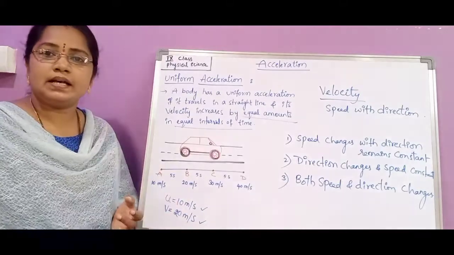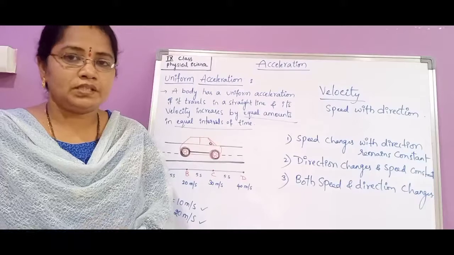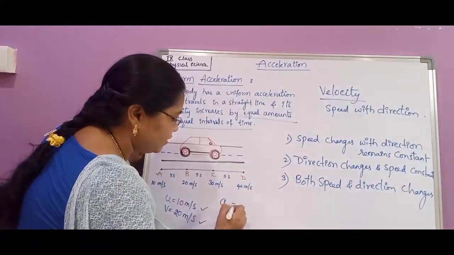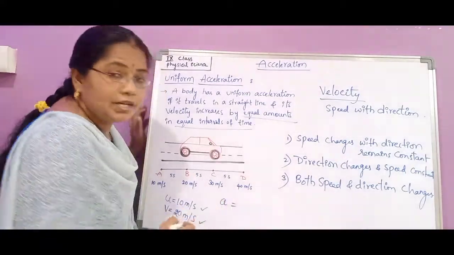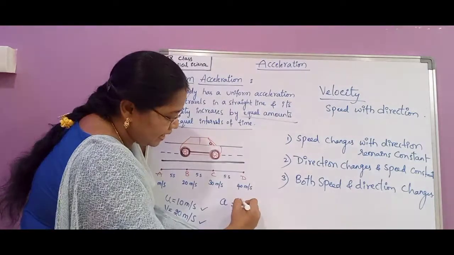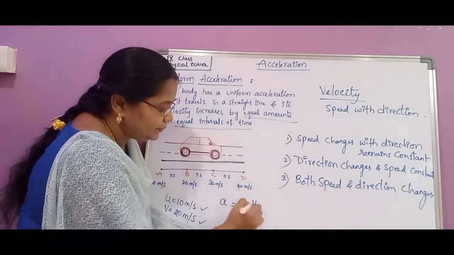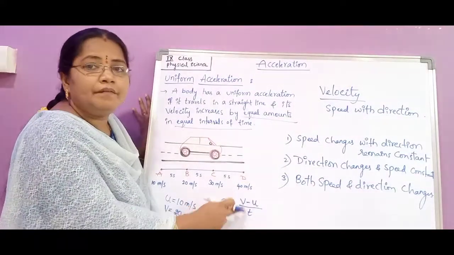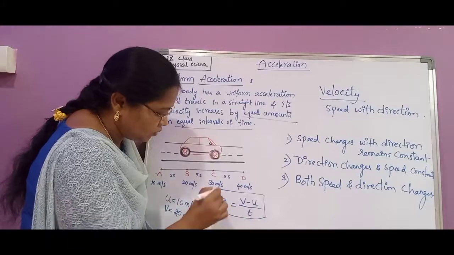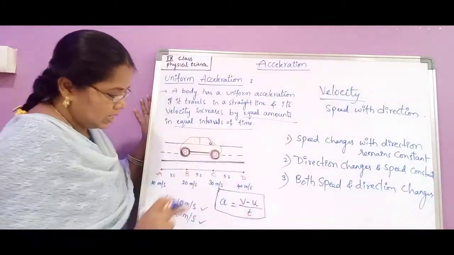Now how can we calculate the acceleration between these two points? Acceleration is the ratio of change in velocity with time. Acceleration is represented with the letter small a. a is equal to change in velocity, meaning final velocity minus initial velocity, that is v minus u, by t. This is the formula of acceleration: a is equal to v minus u by t. Here v is the final velocity, u is the initial velocity, and t is the time.